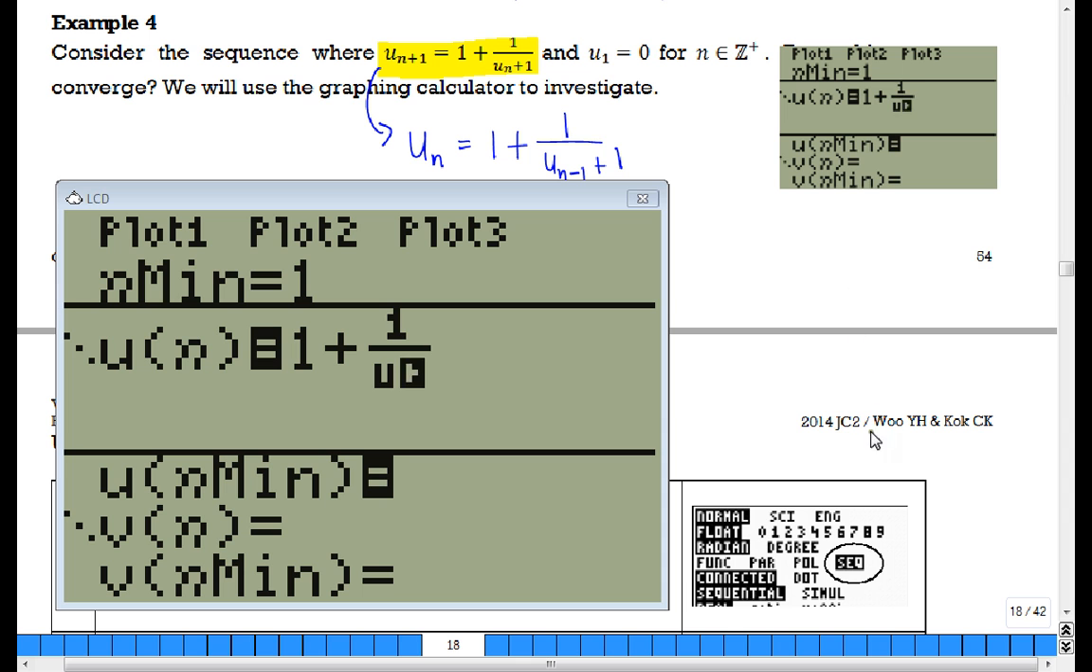How do I enter subscript? I use open bracket. Okay, open bracket. And how do we enter n? You use x. You use this one that you usually enter. Okay, Ken? Minus 1. Close bracket. Plus 1.